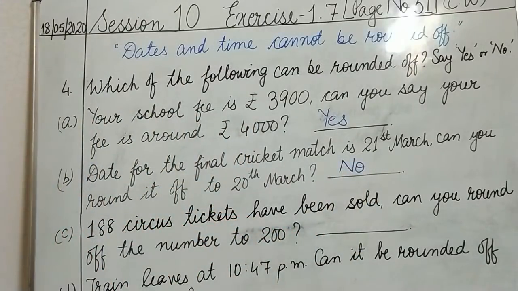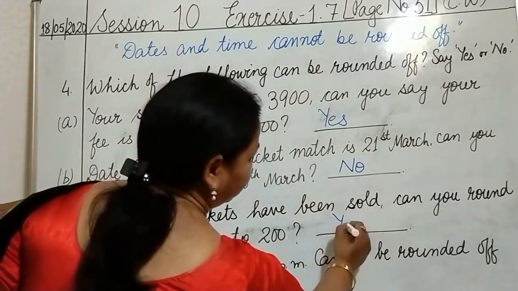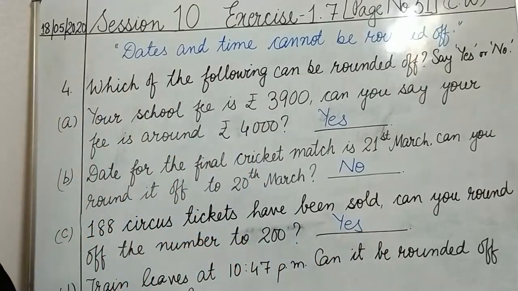Then, 188 circus tickets have been sold. Can you round off the number to 200? Of course, yes. So, the answer is yes.